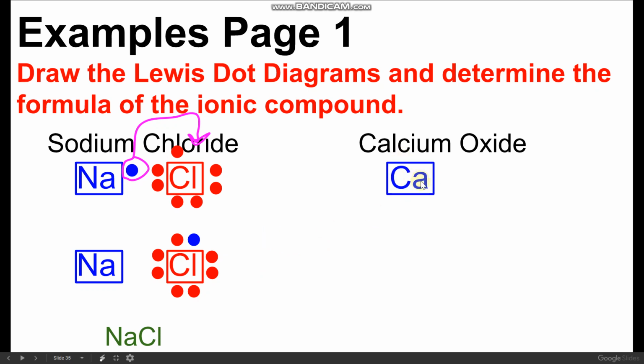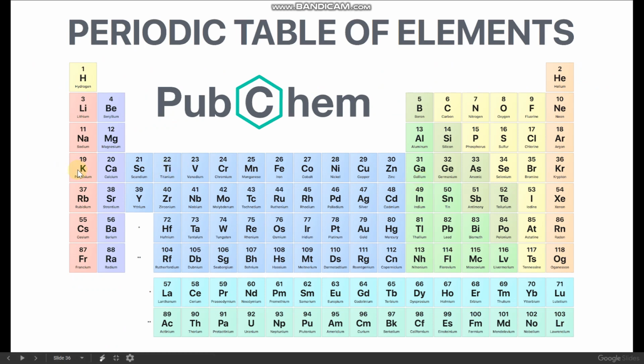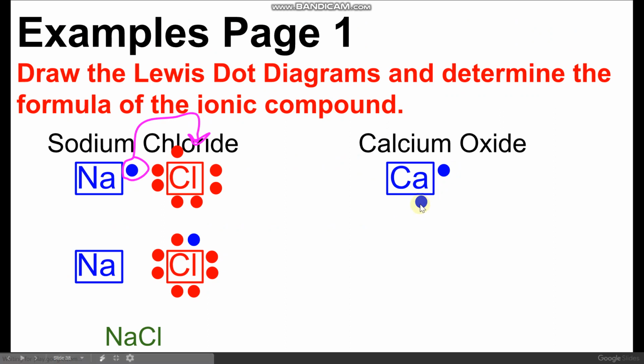Okay, so we have Ca. Let's take a look at it in the periodic table. It's the second one in its row, so we're going to give it 1, 2 valence electrons. Notice that I didn't group them together, right? That's because each side gets 1 electron before any side gets 2. Right? Next up, we're going to go to oxygen, for the oxide part.